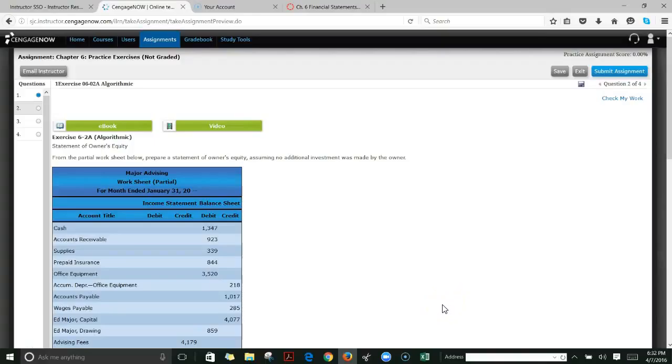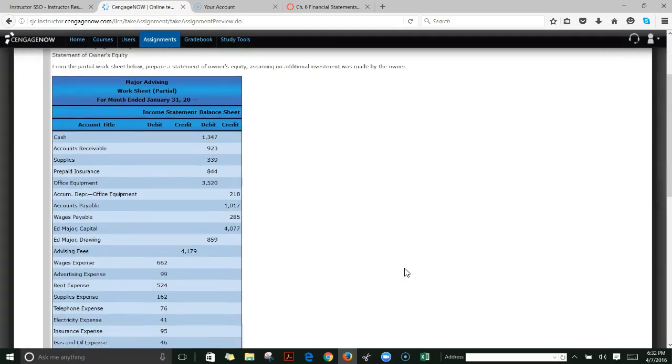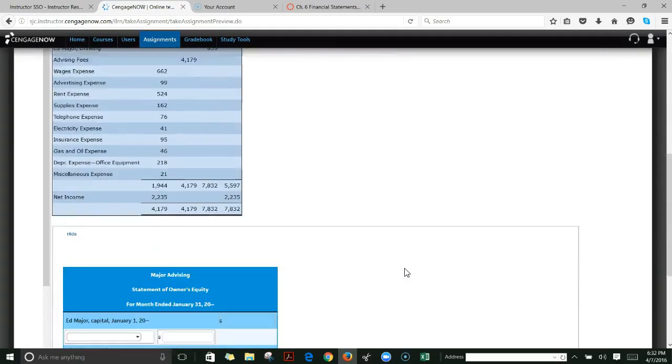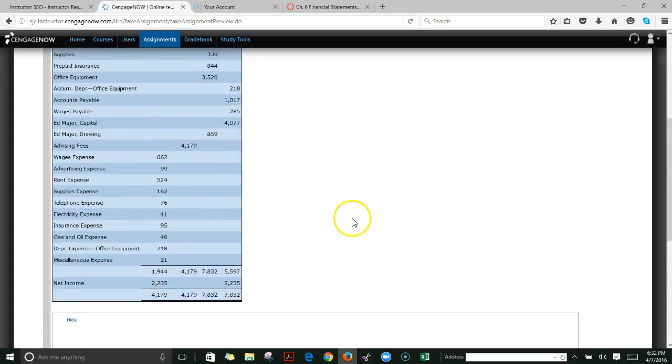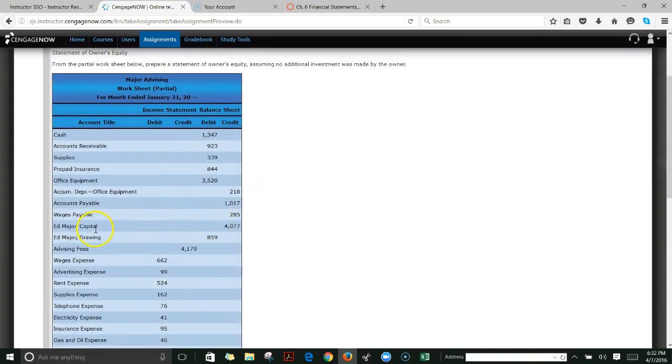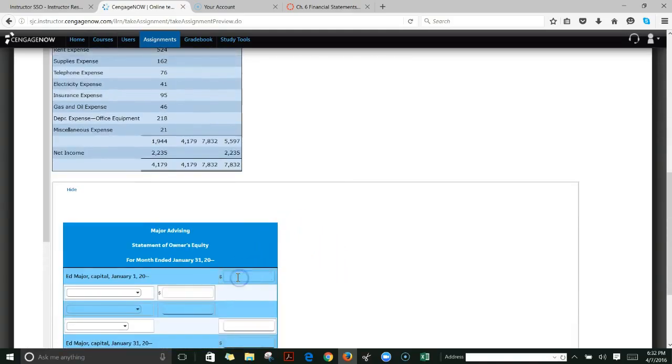This is the Chapter 6 practice exercise number 2. In this case, we are creating a statement of owner's equity using a different partial worksheet than we did in number 1 for a different company, Major Advising. On this one, we start with the owner's capital at the beginning of the fiscal period, which we will find right here on this line, so 4,077.